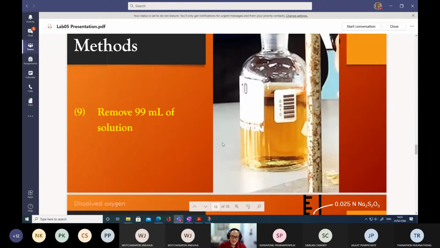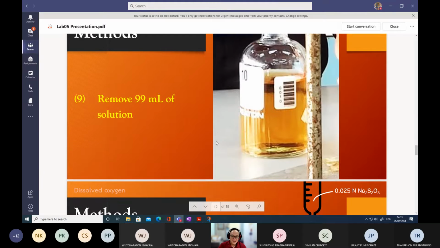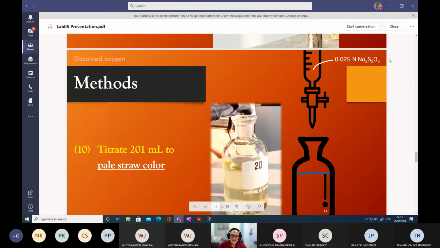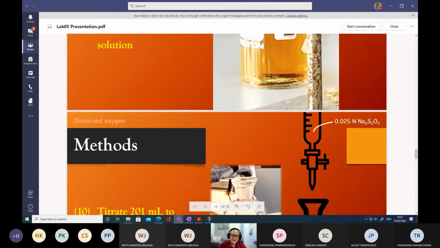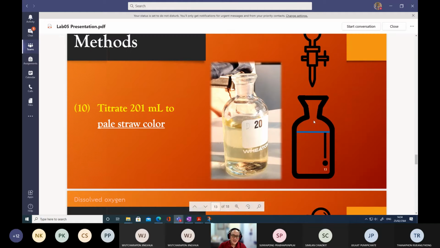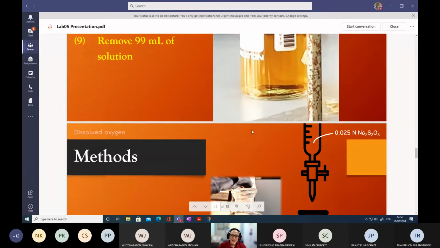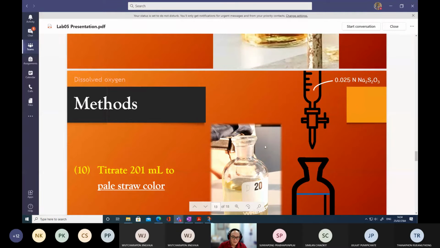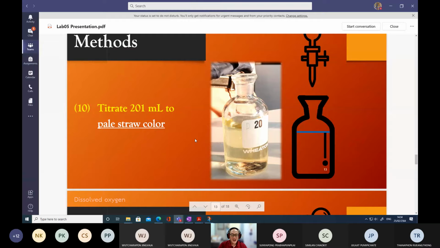Then remove 99 ml of the solution. Perform the titration against 0.25 normal sodium thiosulfate. We do the titration until the pale straw color appears. Initially it is really brown, but after some amount of thiosulfate is added, the color of the solution turns to a pale straw color.